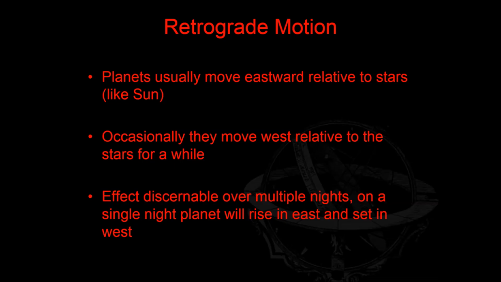And this was a lot easier for ancient peoples who did not have a lot of light pollution or cities getting in their way. They were much more aware of the stars and used them much more as calendars and were much more culturally important than they are today. So they often noticed these changes, whereas modern people do not. But over multiple nights, you can see this change. On a single night, you'll see it simply rise in the east and set in the west.